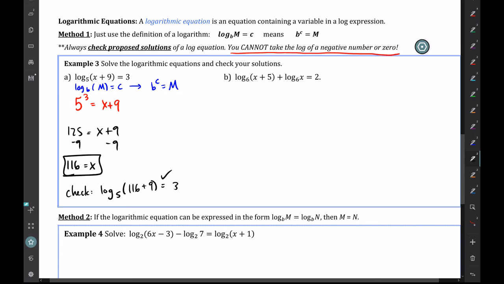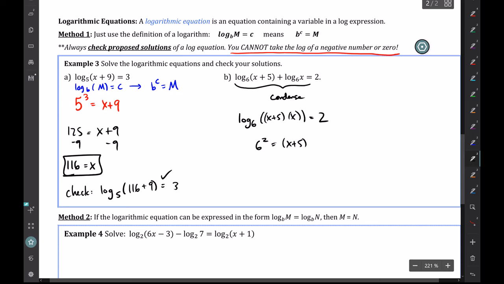Okay. Now in the second example, we have this sum of logs, and before we can replace log base b of m equals c, we need to condense. So we need to condense this using our log condensation rules, or power rule here. So you can write this as log base 6 of x plus 5 times x equals 2. So I just condensed, and now I can write that as 6 squared equals x plus 5 times x.